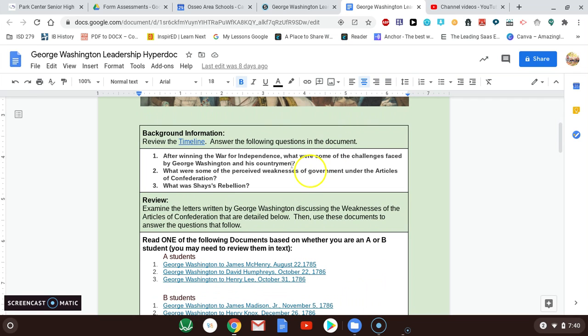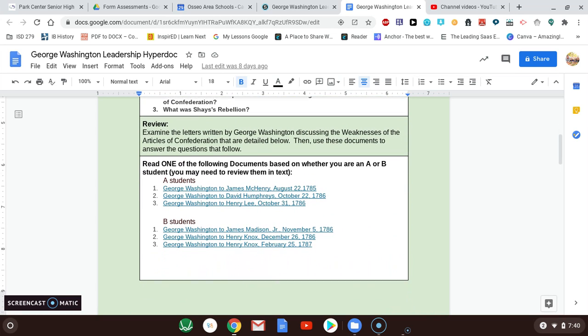So you're first going to go through and answer these 3 questions using this timeline. So it's a little investigation into the background and focusing on what time period we're going to look at in Washington's leadership. Then you're going to go through some letter writing.